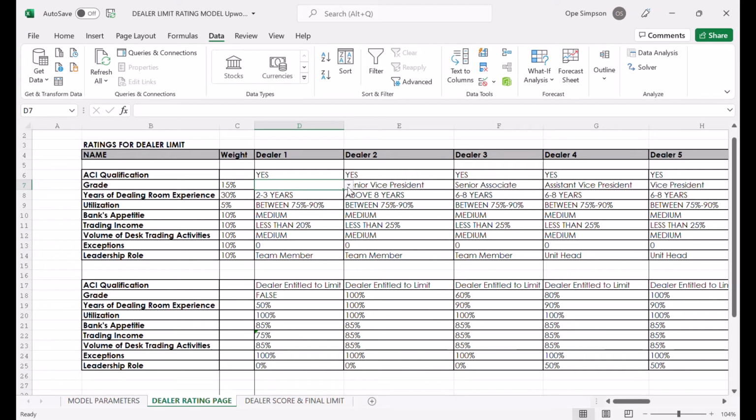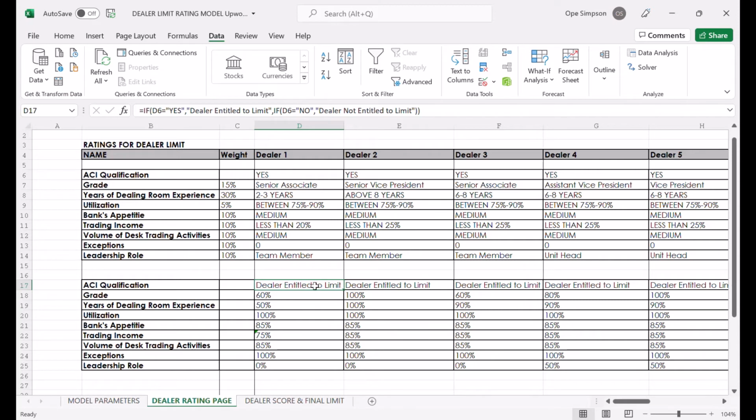Now that I've done that, I select the grade for this individual. Let's say he's a senior associate, and then you do this for each individual. You'll notice that if I change his grade to, say, that of an assistant vice president, the grade allocation changes, and that is because we've also used formulas to drive this model.